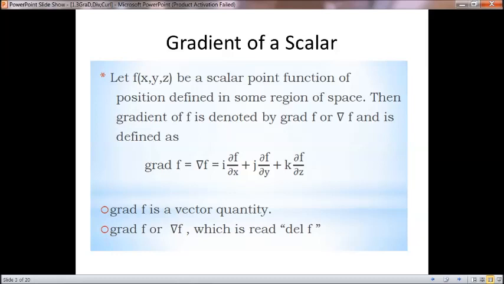We are considering this with respect to vectors. So the gradient of f is a vector quantity. By applying the gradient to a scalar point function, we make that function into a vector quantity. That is achieved here. Gradient of f or del f is read as del f. So gradient of f is equal to del f is equal to i into dou f by dou x plus j into dou f by dou y plus k into dou f by dou z. The del operator is applied to the scalar point function f of x comma y comma z to get a vector quantity, the gradient of f. That is the gradient function.